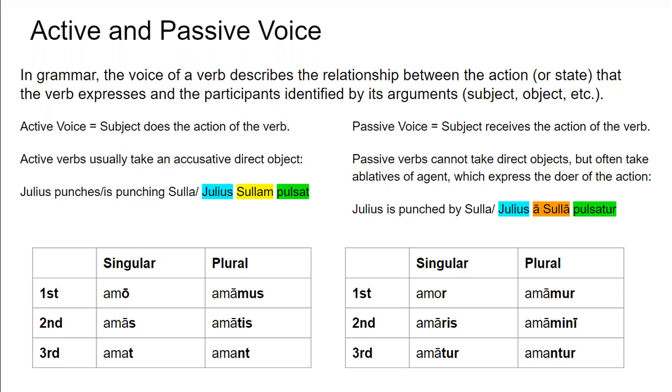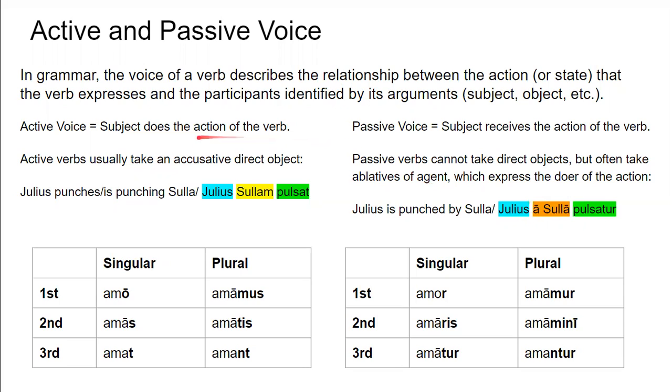So what you're instead going to do is express that action using an ablative, usually with a form of a or ab in front of it. And this is called an ablative of agent. So in the sentence, Julius a Sulla pulsatur, it means Julius is punched by Sulla.